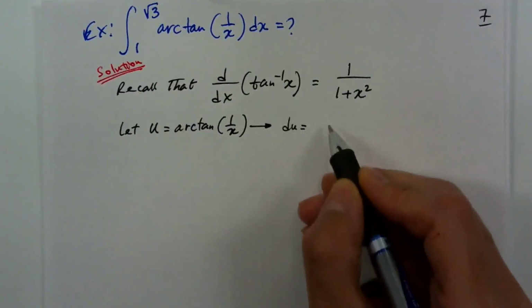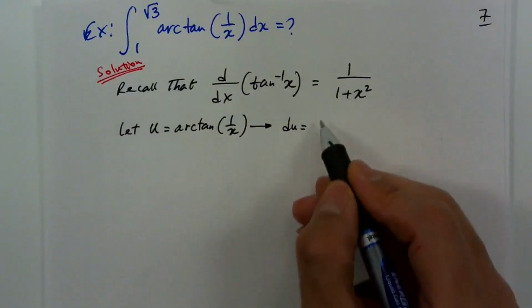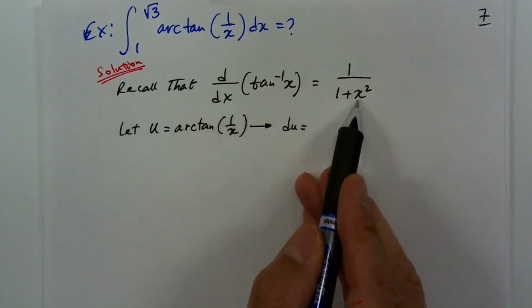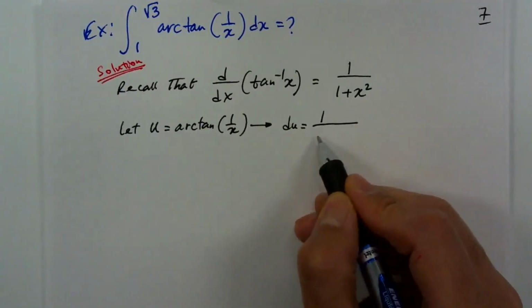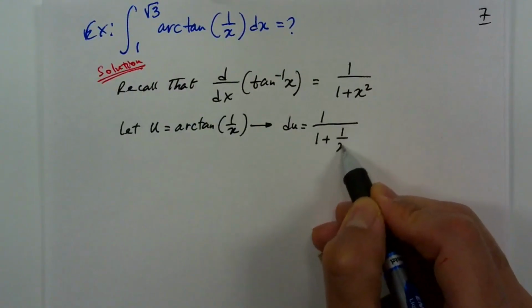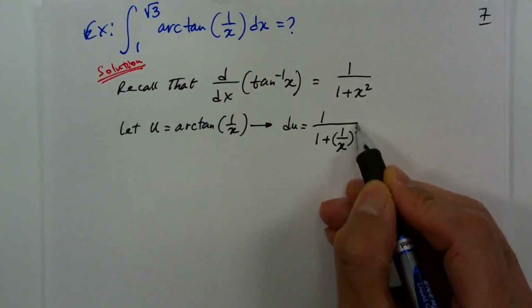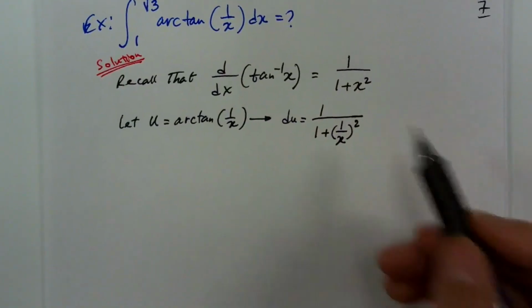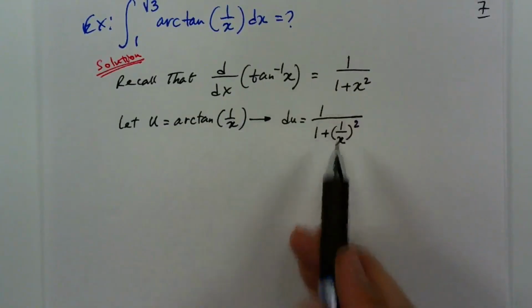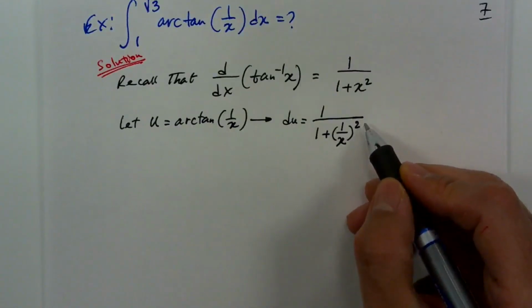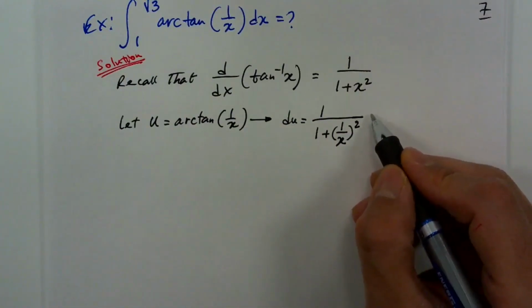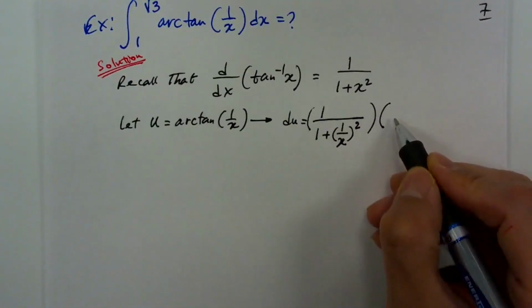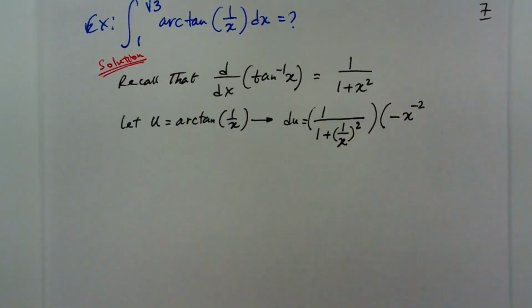So du then is equal to that, right? Instead of x, we have 1 over x, so we'll just replace it. It equals 1 over 1 plus 1 over x squared. Instead of x, we have 1 over x, so we substitute. And then by the chain rule, the derivative of 1 over x is minus x to the minus 2 power, dx, of course.